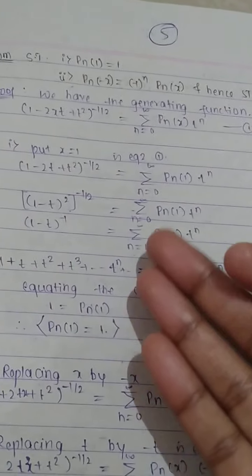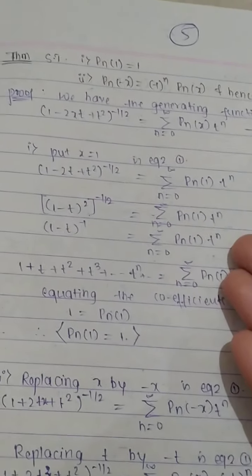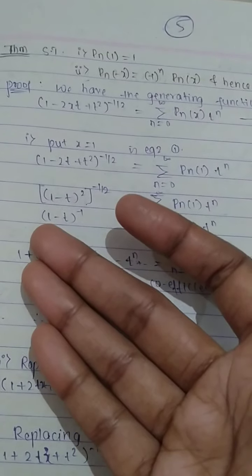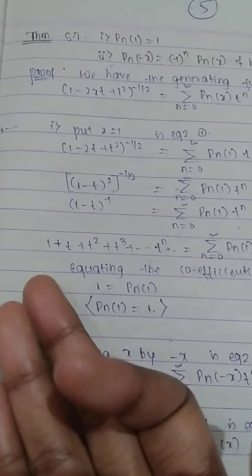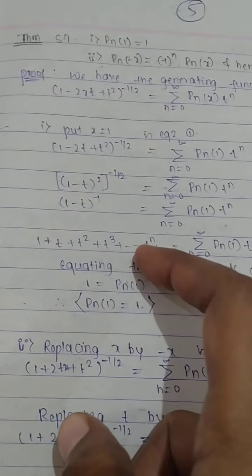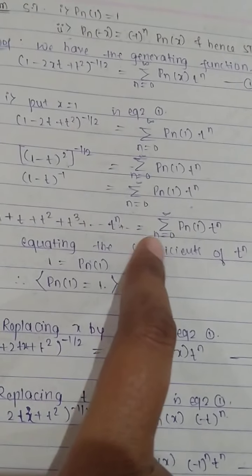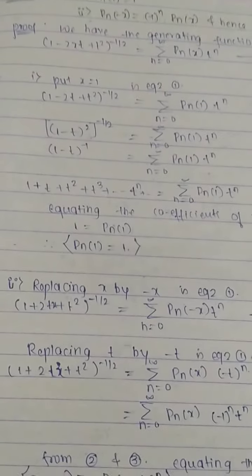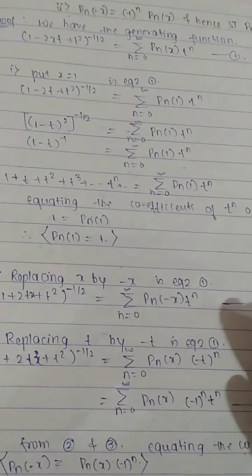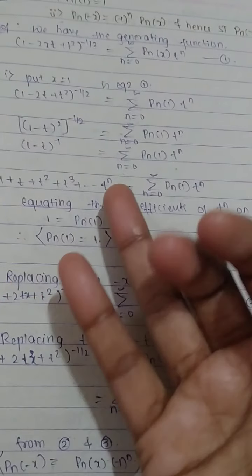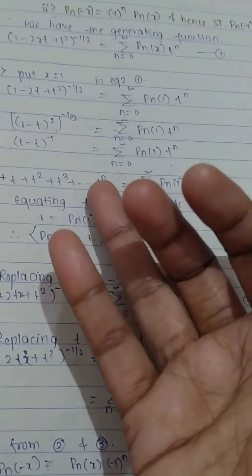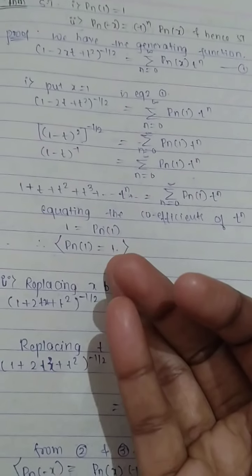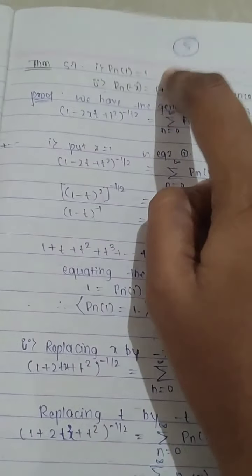That is equal to summation n is equal to 0 to infinity Pn of 1 t raised to n as it is. So by using the binomial result, I can expand this by using the 1 minus t inverse formula. So that is equal to 1 plus t plus t square plus t cube plus so on, t raised to n plus so on, and that is equal to summation n is equal to 0 to infinity Pn of 1 t raised to n as it is. Now I have to equate the coefficients of powers of t raised to n. So here the coefficient of t raised to n is 1, and here the coefficient of t raised to n is Pn of 1. So I can get Pn of 1 is equal to 1, and that is the first required result.